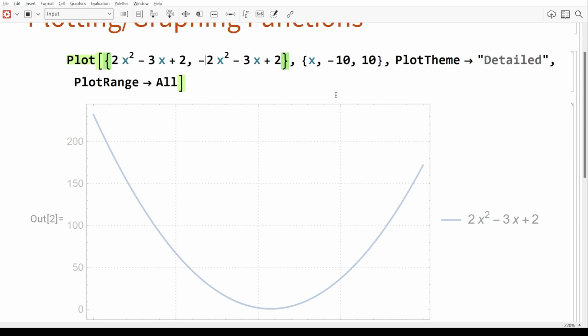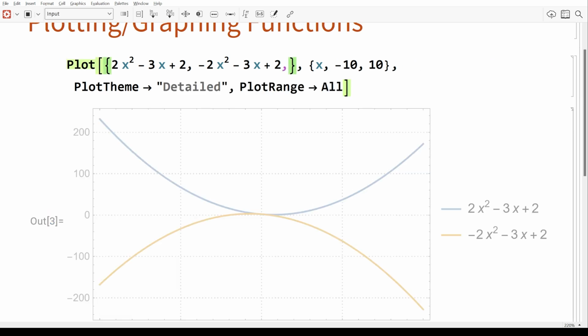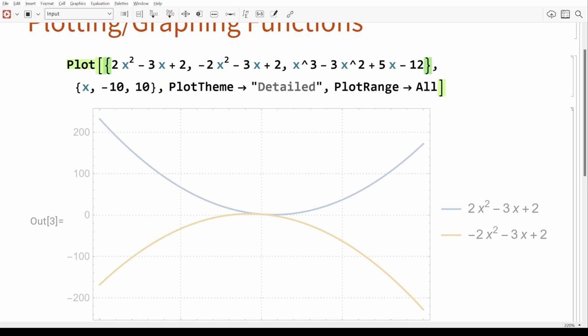And let's see how this thing unfolds. As you can see, this brownish line is your negative 2x squared minus 3x plus 2, and this is your blue line. And now let's say I want to plot something more. Let's say I want to plot a cubic function. So x cubed minus, let's say, 3x squared plus 5x minus 12.